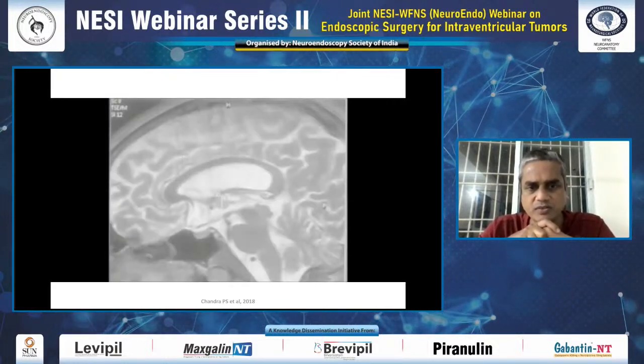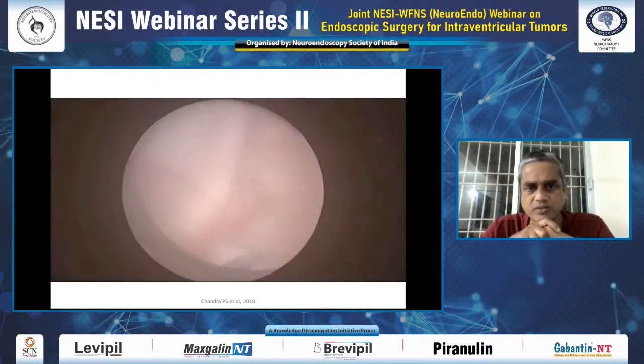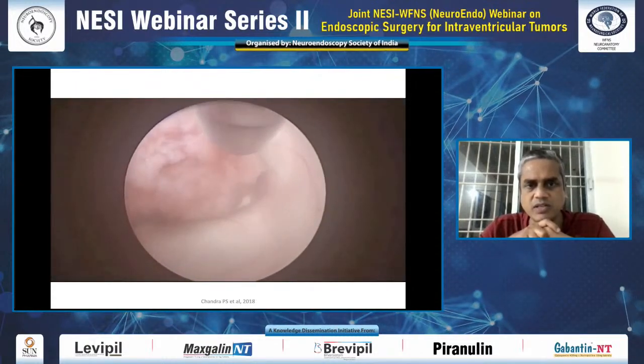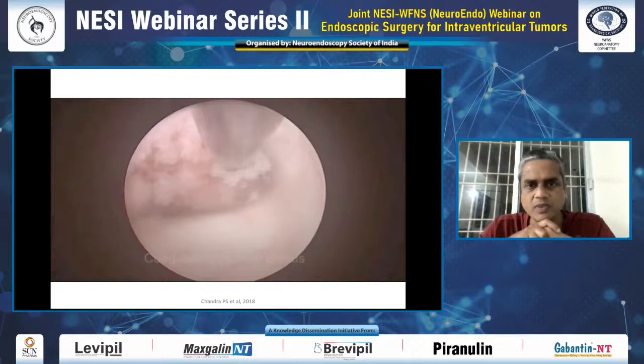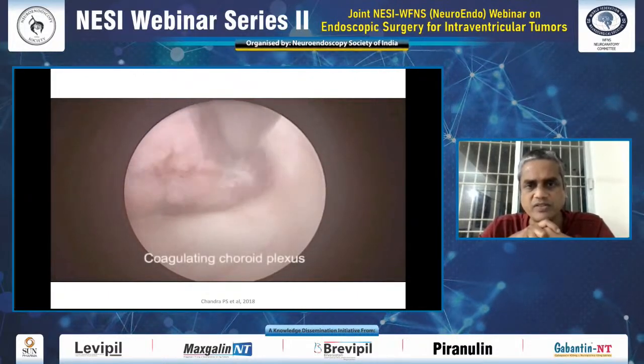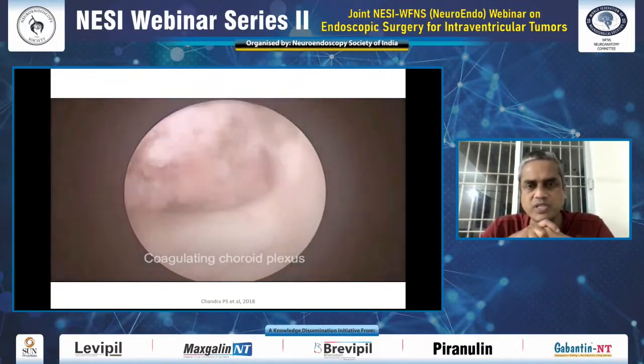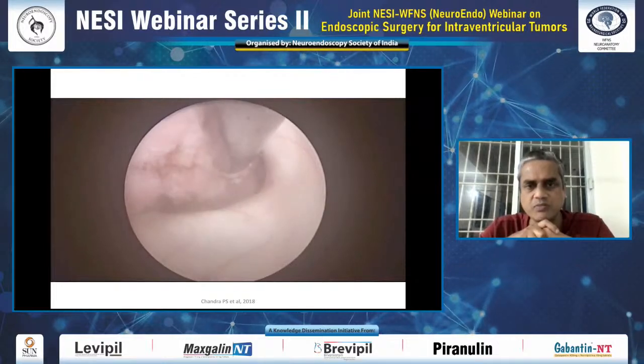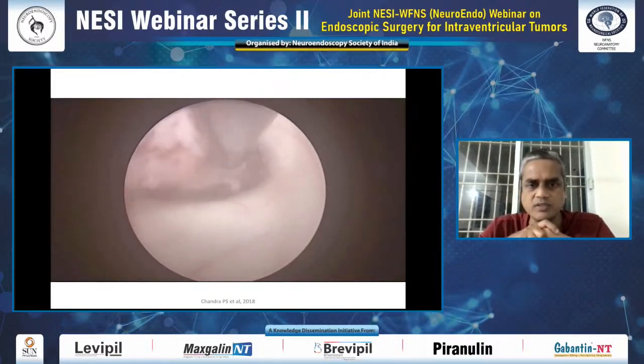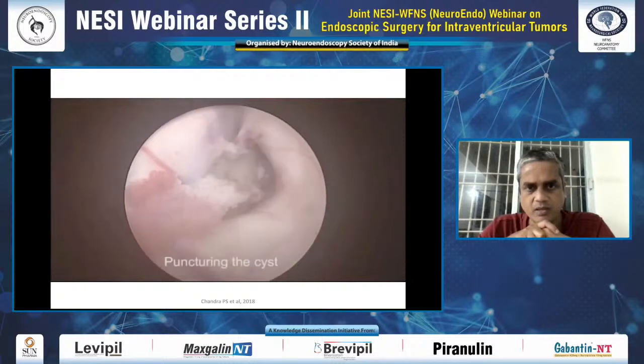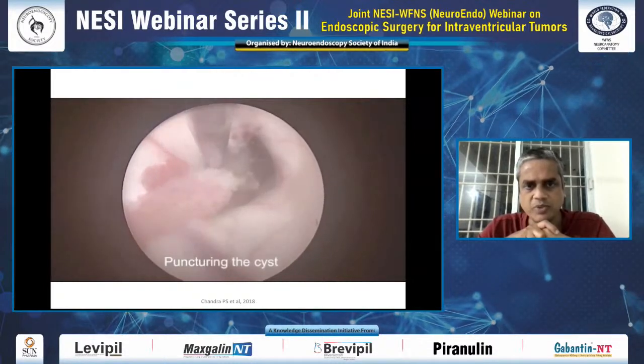So that's a colloid cyst. It's a biggish colloid cyst. Now, as you can see, it was covered completely by the choroid plexus. So as a first step, now this is a pure endoscopy, which I used using a 2 cc syringe, but it's completely underwater. So puncturing the cyst.